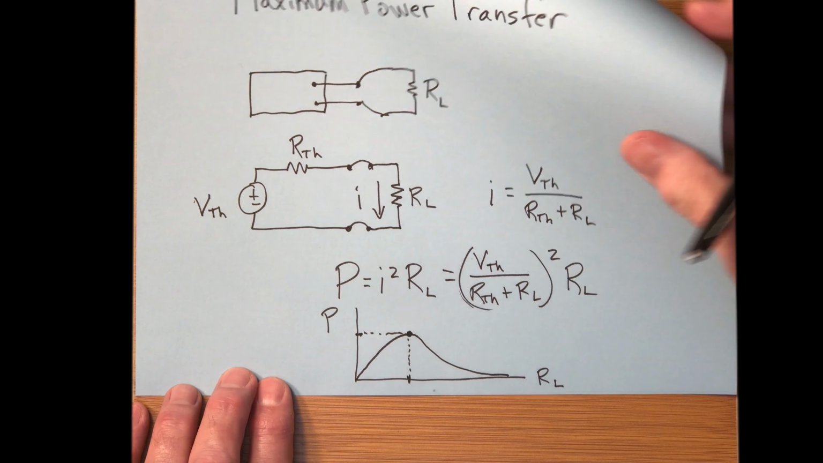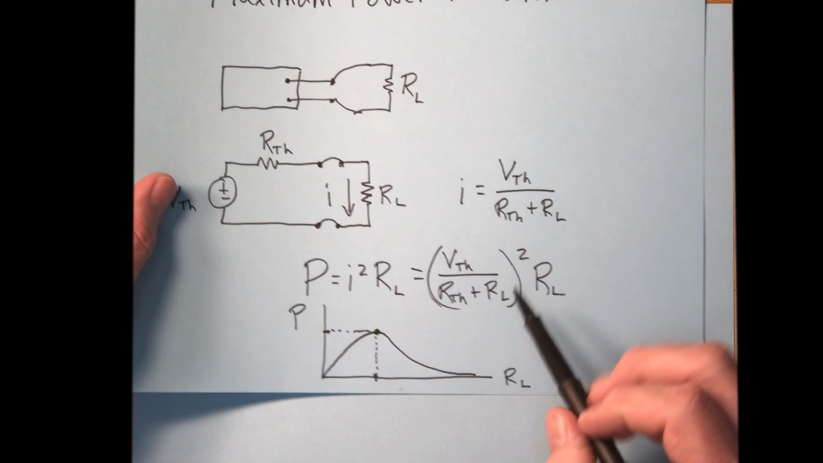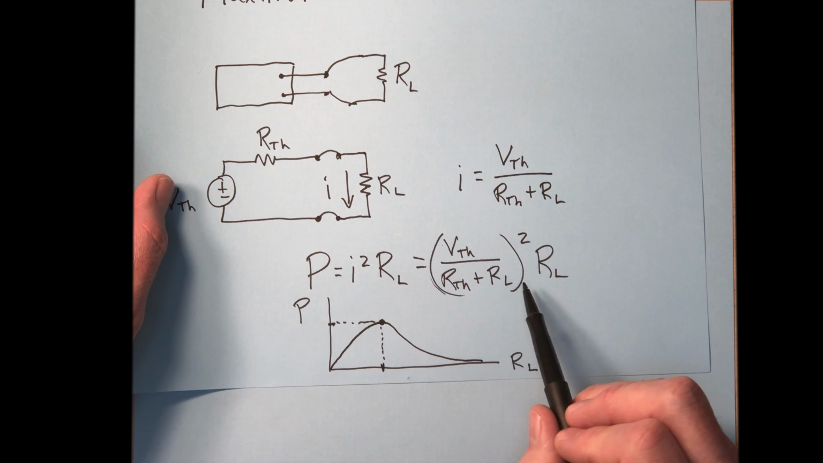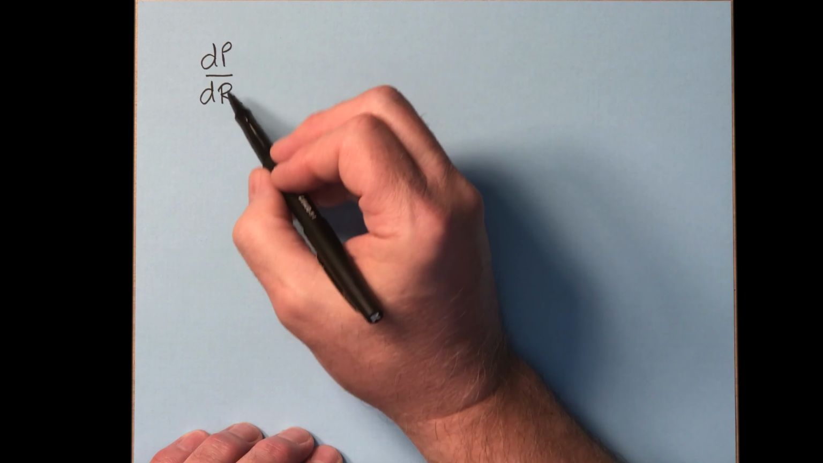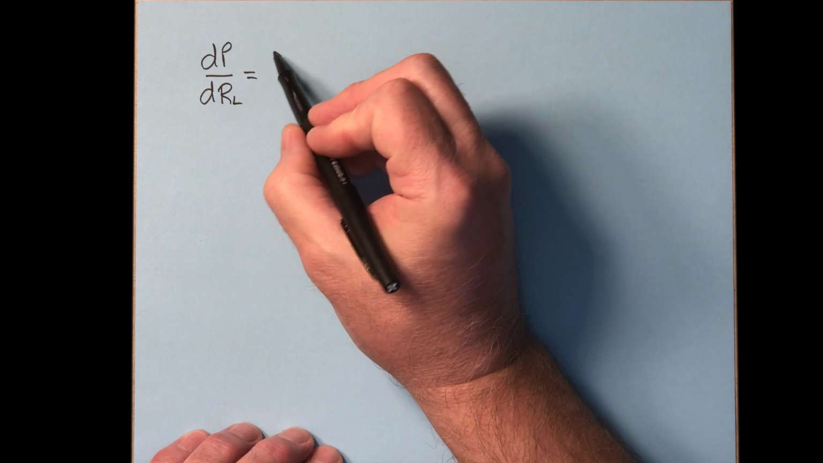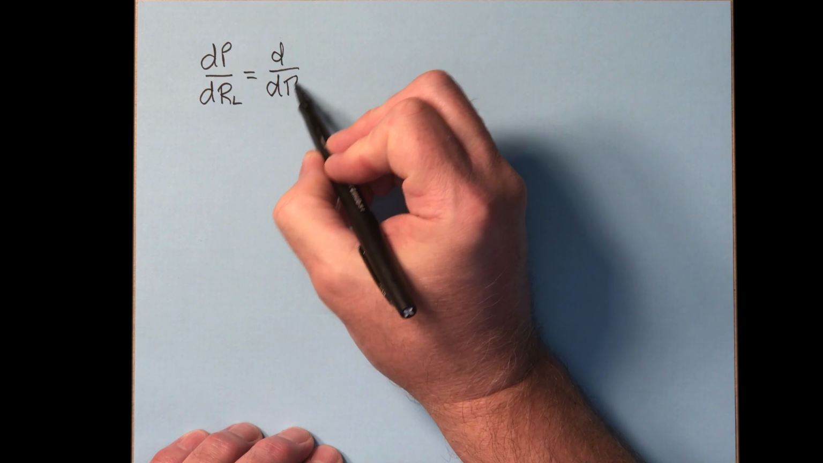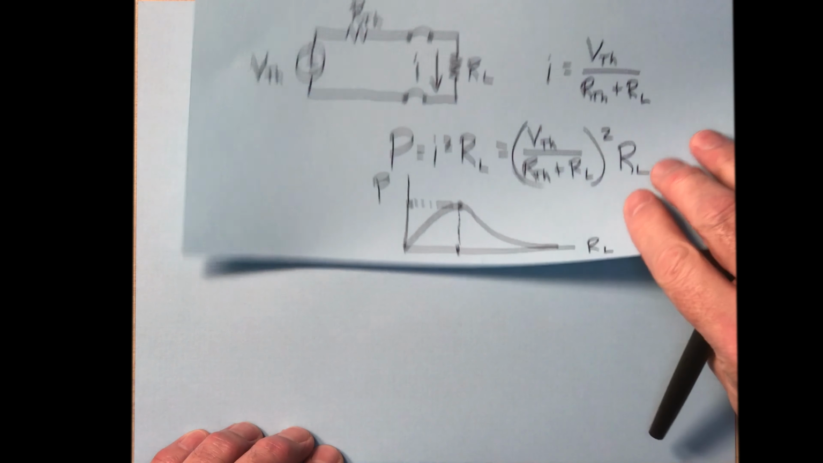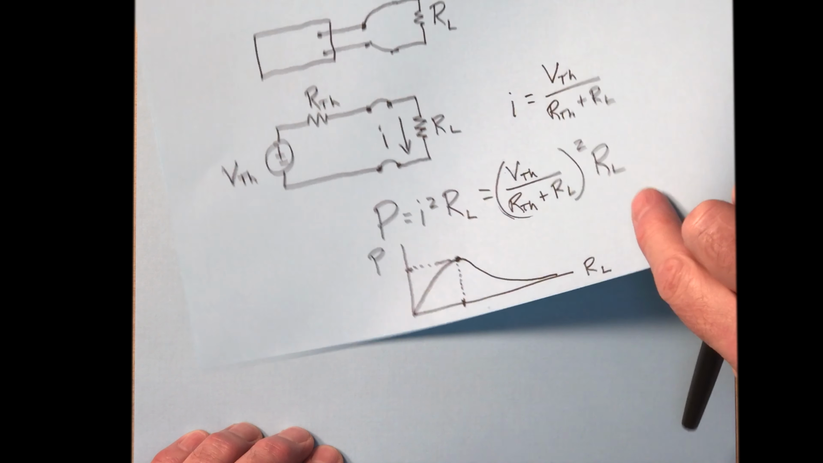Well, this is a first semester calculus type of problem. What you want to do is take the power function, which is this right here, and you want to maximize it. R sub L is the variable. So how do you do that? You take a derivative, dP/dR sub L. So that's the derivative with respect to R sub L of the function right here. And let's rewrite that.